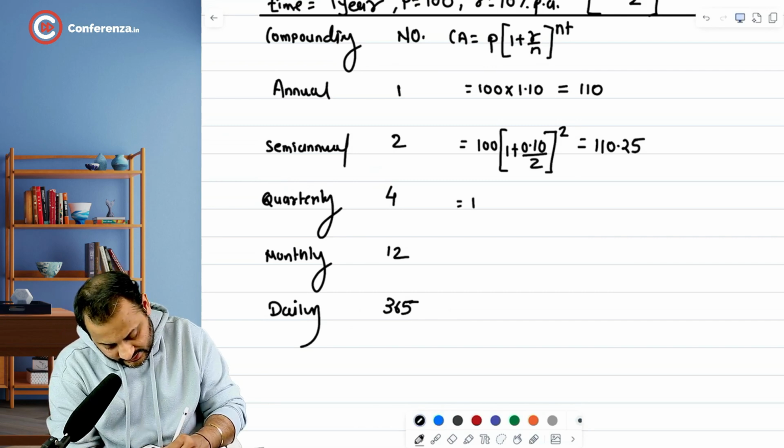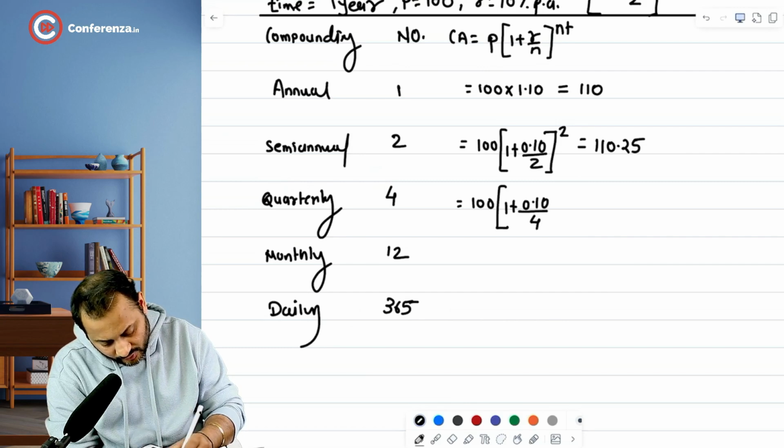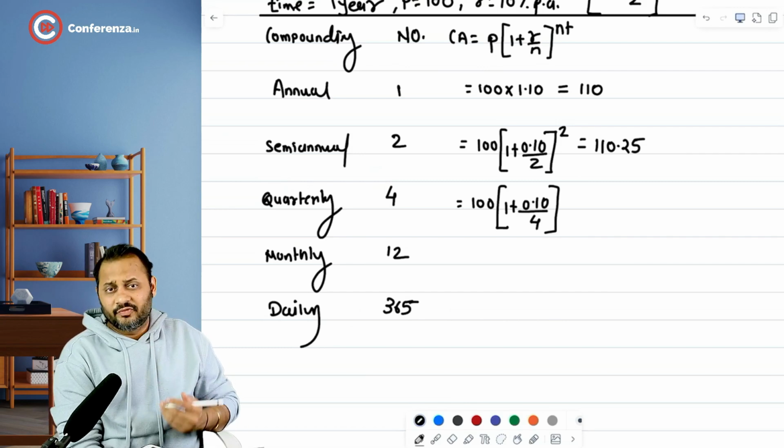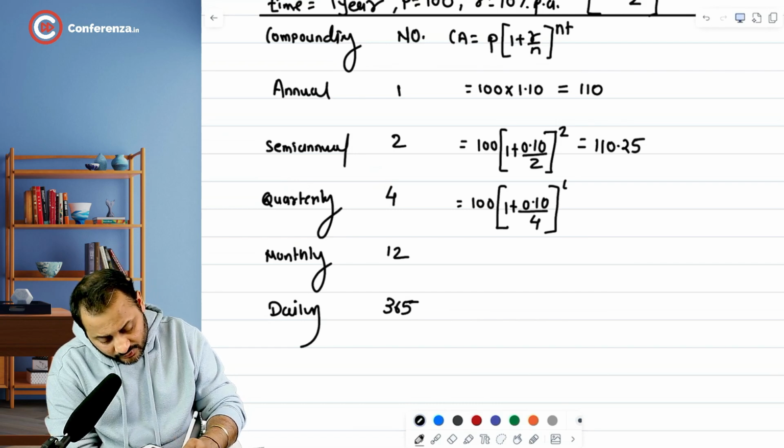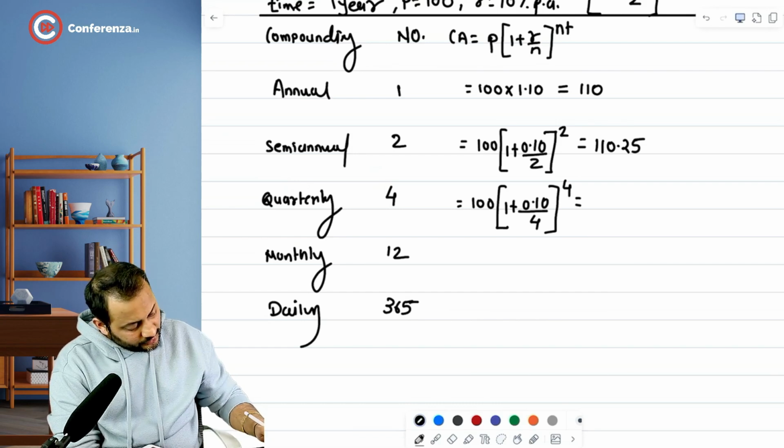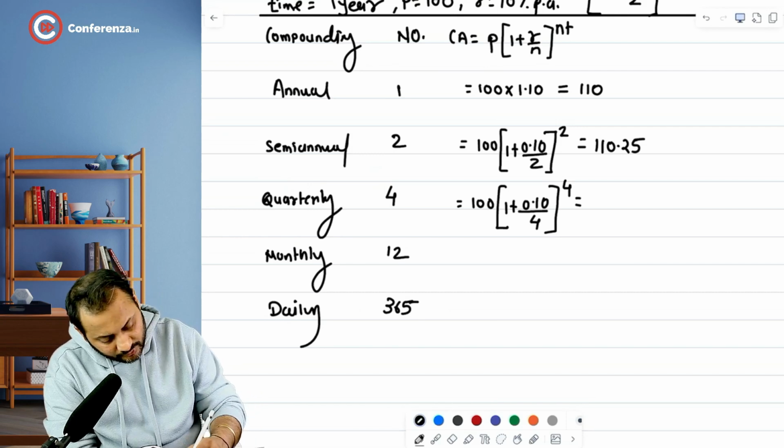In the second case, 100 in bracket 1 plus 0.10, 4 times we are getting the compounding. Hence the rate of interest for every quarter should be 2.5%, to the power 4. 1.025 to the power 4 into 100. So that's 110.38.